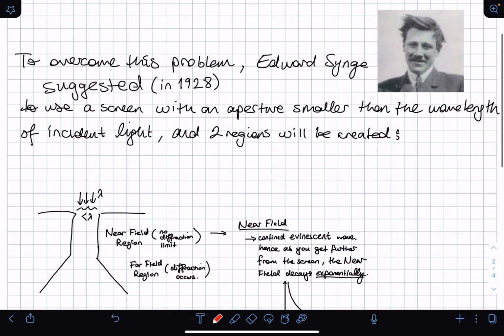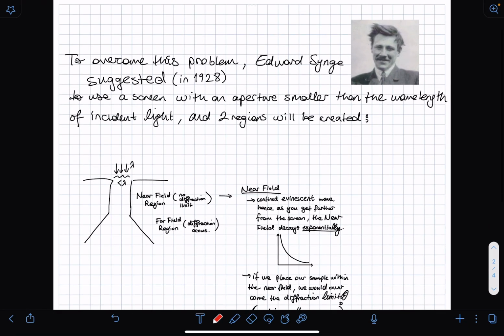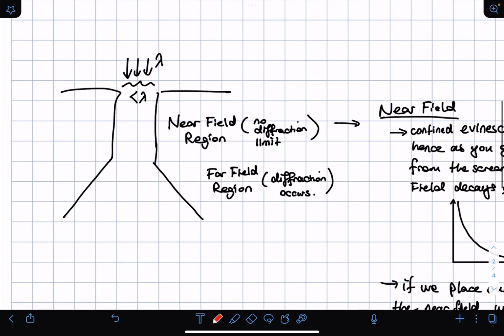To overcome this problem, Edward Synge, which is this guy over here, suggested in 1928 to use a screen with an aperture smaller than the wavelength of incident light, and 2 regions will be created as a result of this. Here we have our aperture on the screen. This is our screen.